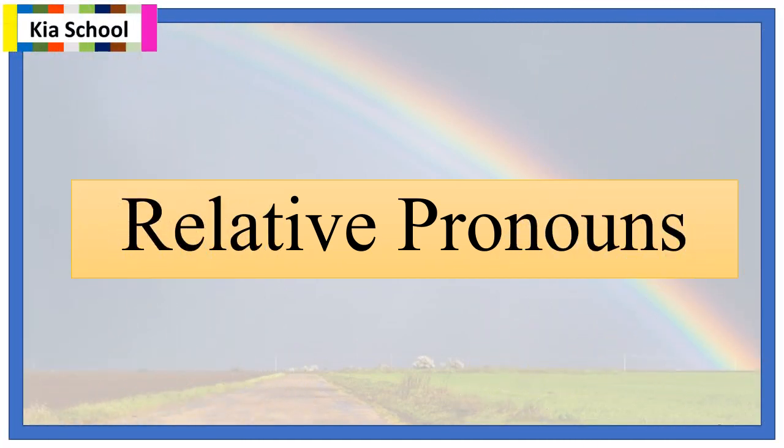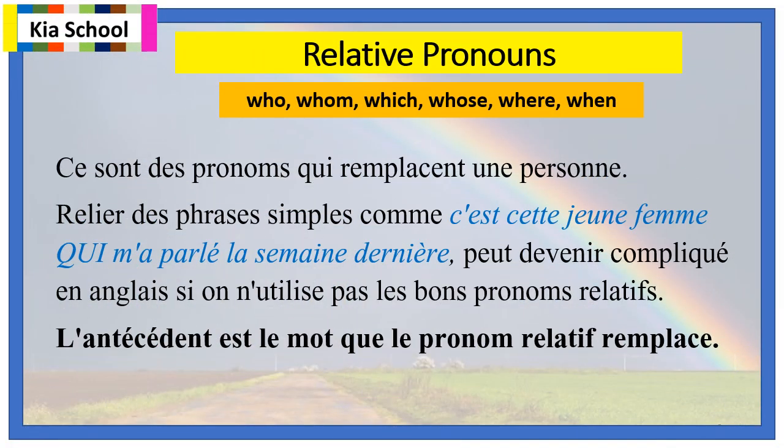Relative pronouns. Who, whom, which, whose, where, when. Ce sont des pronoms qui remplacent une personne, reliés des phrases simples, comme par exemple « C'est cette jeune femme qui m'a parlé la semaine dernière », peut devenir un peu compliqué en anglais si on n'utilise pas les bons pronoms relatifs.